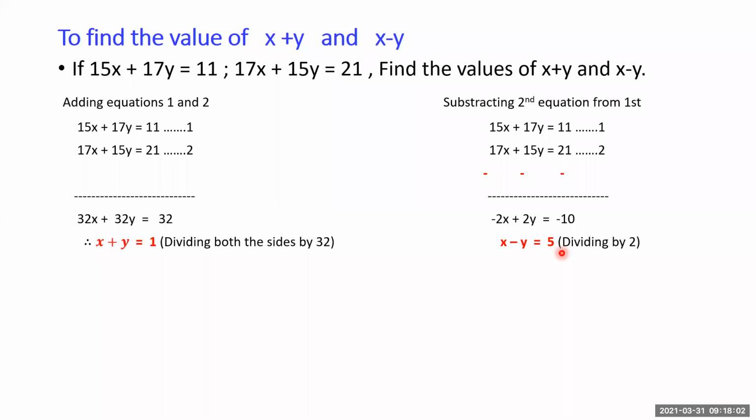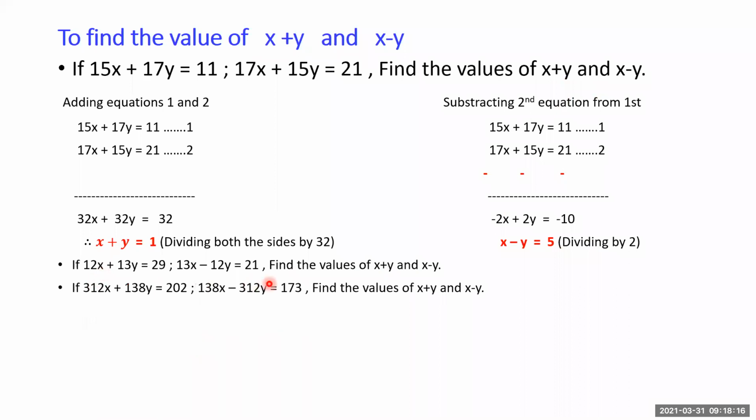They will ask for this too. If they ask only x plus y, it means 1 mark; if they ask both, then it will be 2 marks. Here I have also given some models: find x plus y and x minus y for 12x plus 13y equal to 29 and 13x minus 12y equal to 21. This is one more question from the 21 set, and this one is from our textbook. One more textbook question is also there, so practice that one also. Practice more textbook questions, children, because you will get the first 3 mains from the textbook only.